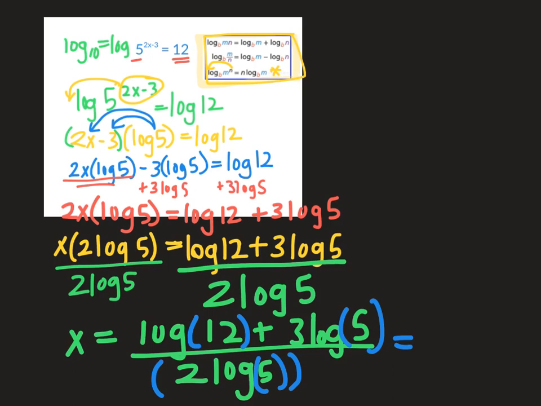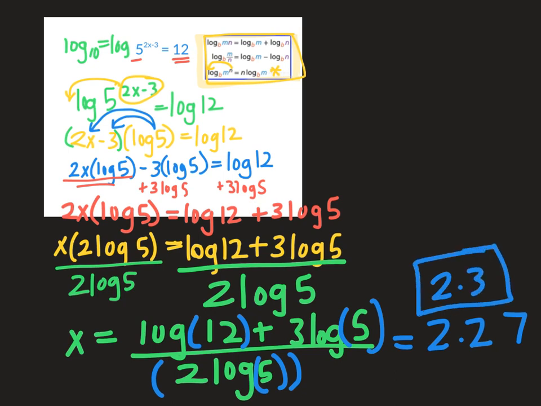I'm going to do that quick. So we have log of 12, close my parentheses, plus 3 log of 5, close my parentheses. I like to hit enter on the top and then do the denominator, divided by, and then we start with the parentheses, 2 log of 5. Again, close it and close the denominator, and I get 2.27, which would round to 2.3 as our final answer.